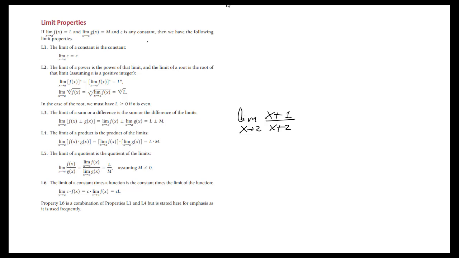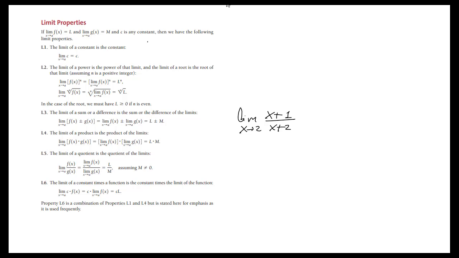Now let's continue with the next property. The limit of a quotient is the quotient of the limit. Let's say we have the limit when x approaches a of f of x divided by g of x, is equal to the limit when x approaches a of f of x divided by the limit when x approaches a of g of x. Then it's going to be equal to L divided by m, assuming m is different from 0. Remember, we can never have 0 in the denominator.